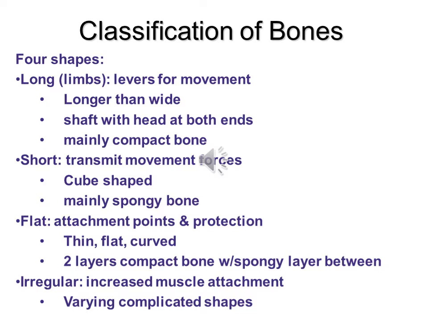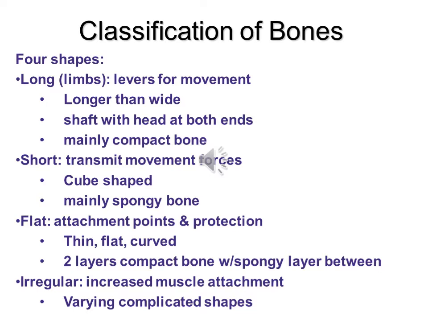So I already mentioned that we have four shapes. You can see those four names here again, with a basic definition of what they do. So your long bones, like your limbs, those are your levers for movement. They're going to be longer than they are wide. Typically, you have a central shaft with two expanded ends. This would encompass the limbs except for the patella, the wrist, the ankle, and they're mainly compact bone, though we're going to look at the structure of a long bone in a couple slides here, so you'll get a little more information.